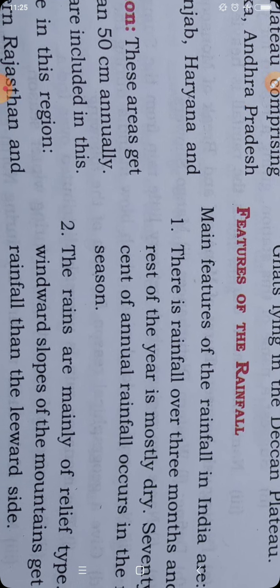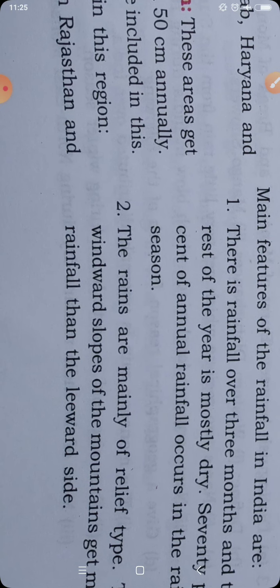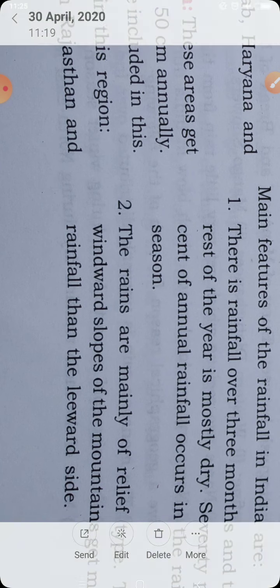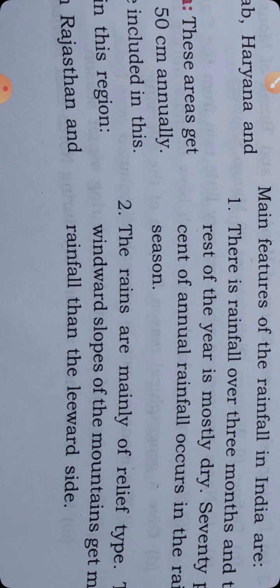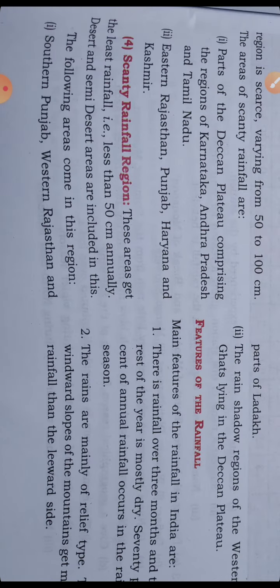Features of the rainfall. Let us see what are the features of rainfall. The main features of the rainfall are: there is rainfall over the 3 months and the rest of the year is mostly dry. 70% of the annual rainfall occurs in the rainy season. The rains are mainly of relief type. The windward slopes of the mountains get more rainfall than the leeward side. So this is a fact.